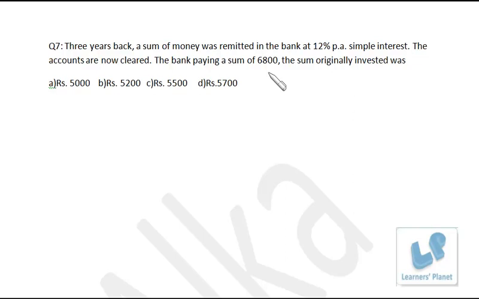I assume the sum originally invested is rupees X. Now the bank is paying 6800, so original amount plus simple interest, right? Simple interest over here will be 12% per annum, so for 3 years it will be 36%, right? So it will be 0.36 of X. Original amount plus interest is 6800. Now you have to calculate the value of X.